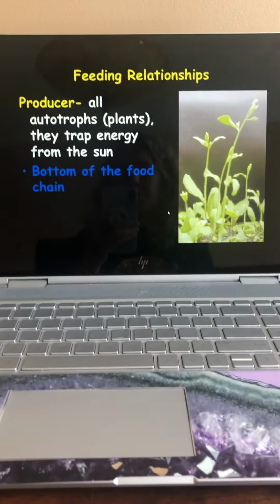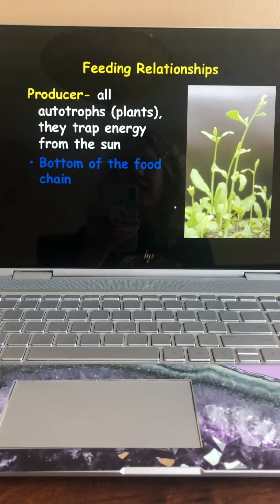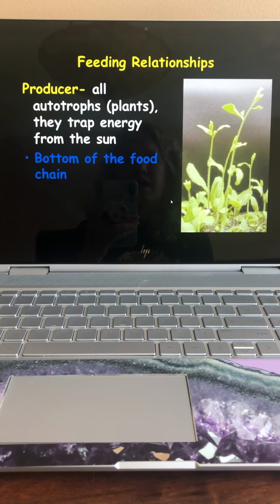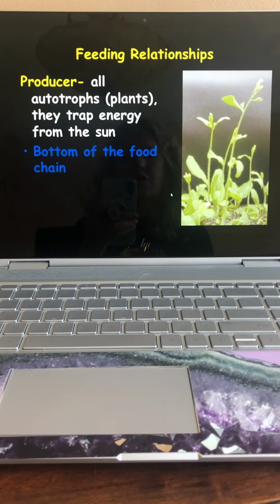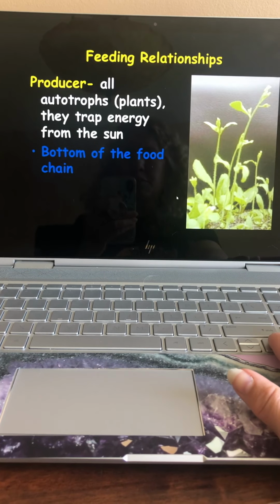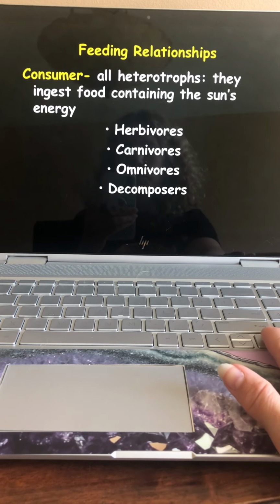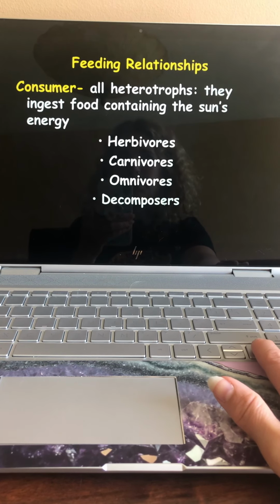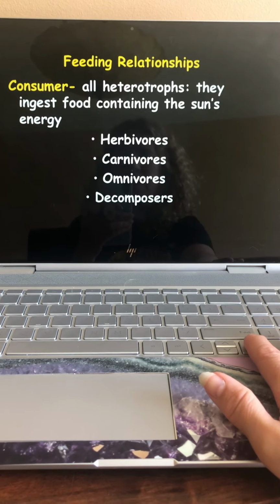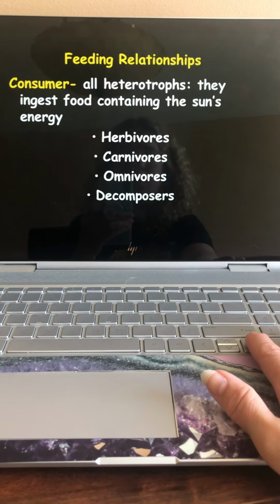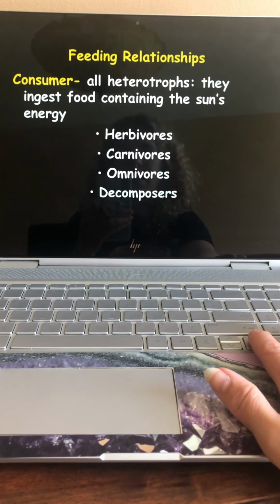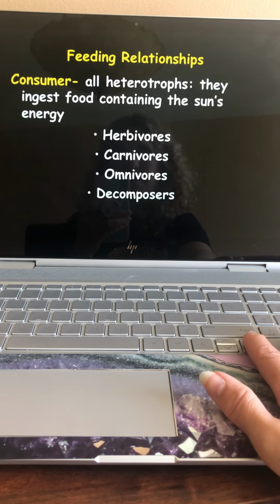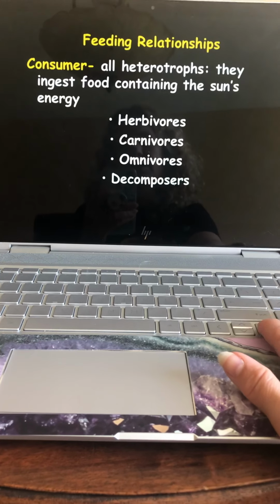If we look at producer and consumer, producers are all of the plants, and they trap the energy from the sun. They are at the bottom of the food chain. They always start the food chain out. They produce their own food through photosynthesis. Consumers would be like us. We're all autotrophs, or I'm sorry, heterotrophs. They ingest food containing the sun's energy, and they would be your herbivores, which are plant eaters, your carnivores, meat eaters, your omnivores like us. We eat both plants and meat, and decomposers, which break down the remains of dead organisms, and those would be your bacteria and your fungi.